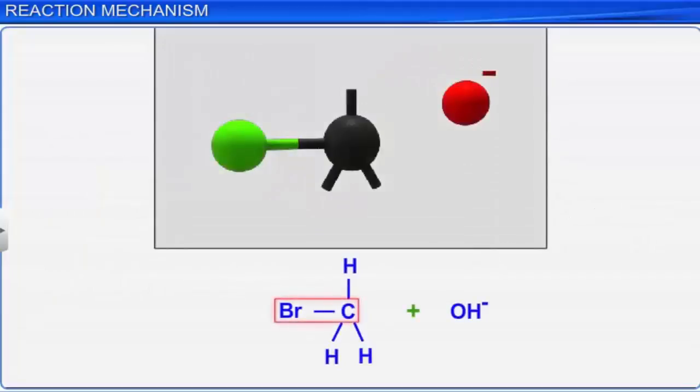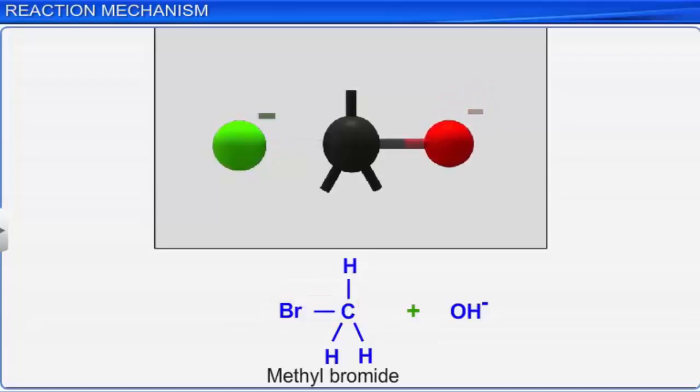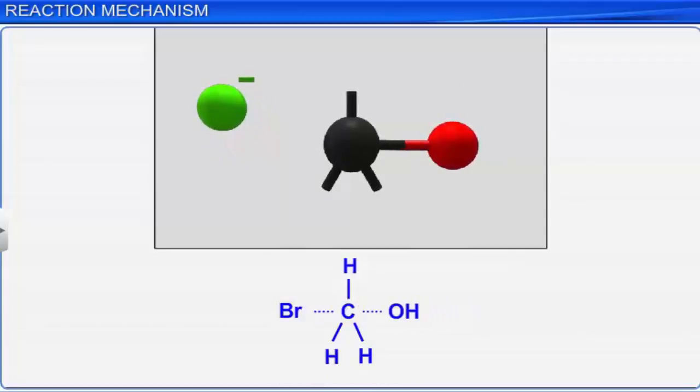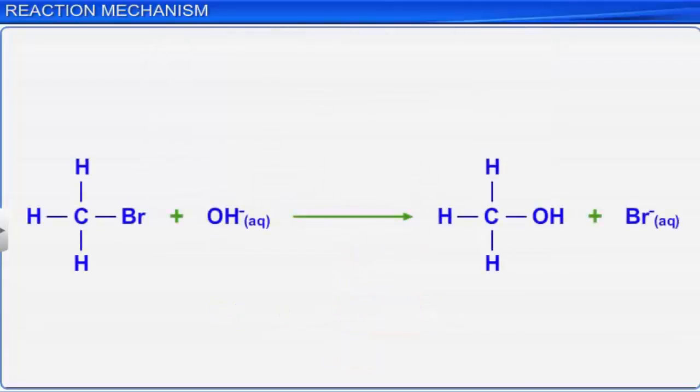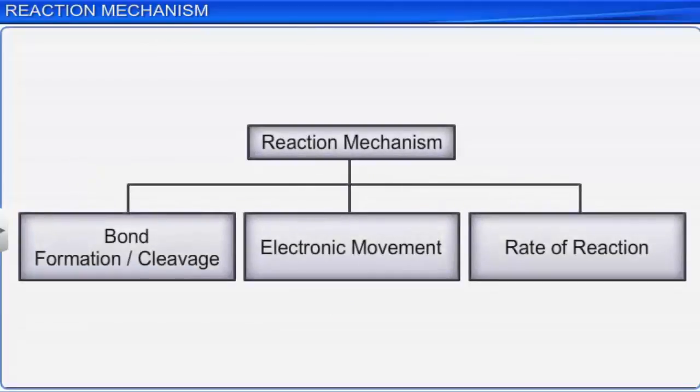The covalent bond between carbon and bromine of methyl bromide gets cleaved, and a new bond between carbon and hydroxide ion is formed. The energetics during breaking and forming of bonds, movement of electrons, and the rate of reaction in a sequential description are referred to as the reaction mechanism. Let's study each step in detail.